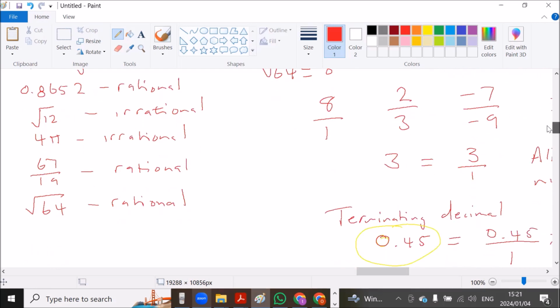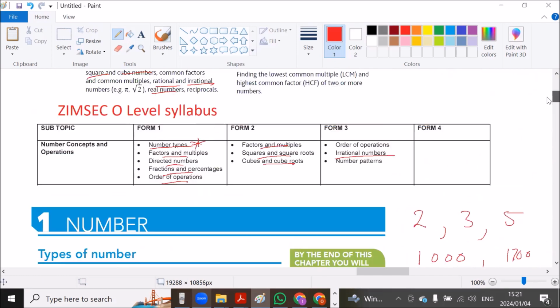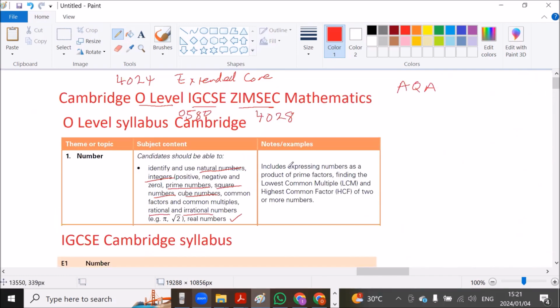So those are the types of numbers required by all syllabuses, whether it is Cambridge, CSEC, or IGCSE. Thank you.